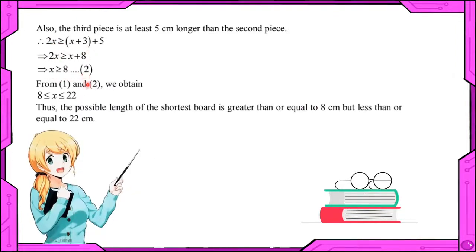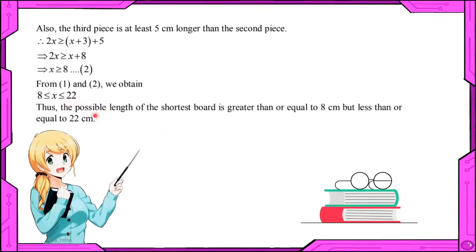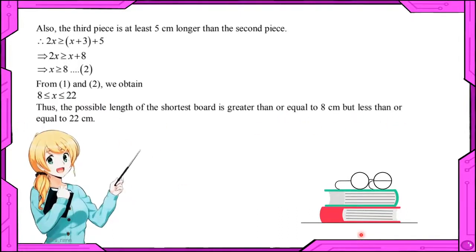This is the second information. Now from 1 and 2 we can obtain that x is greater than or equal to 8 and less than or equal to 22. So the possible length of the shortest board is greater than or equal to 8 but less than or equal to 22.